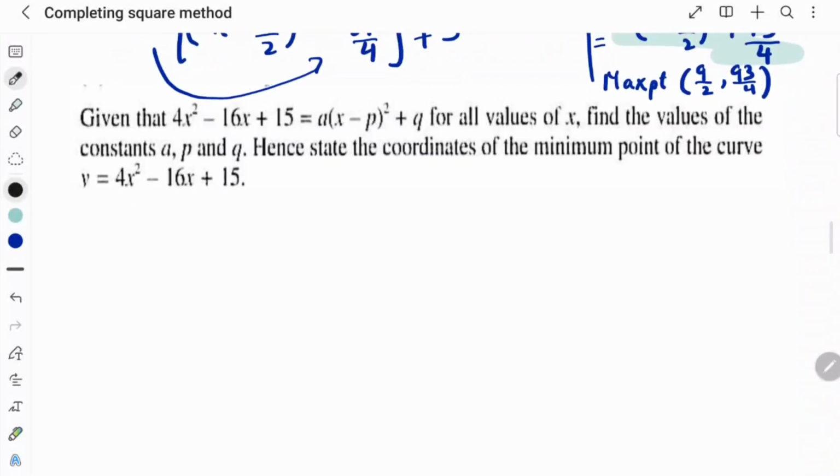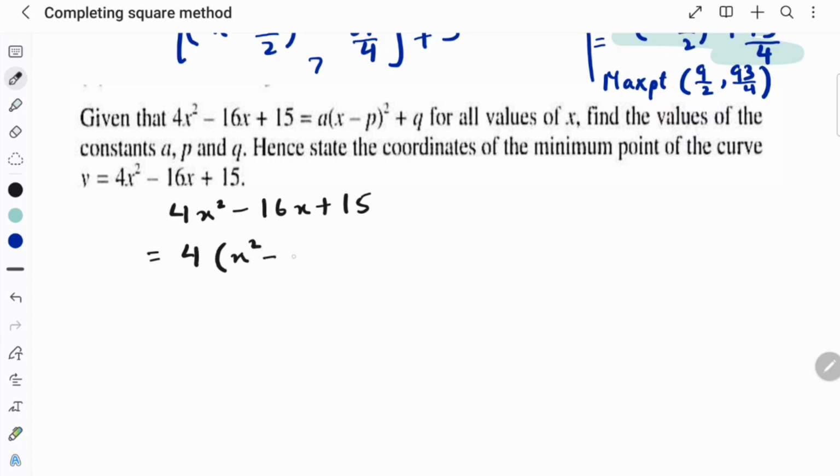Now in this question, given 4x² − 16x + 15, we have to write it in this form, again by the completing square method. So what do we do? We take the coefficient 4 common: 4(x² − 4x), since 4 times 4 is 16, then close the bracket and plus 15. We know the coefficient of x is 4, and half of it equals 2.